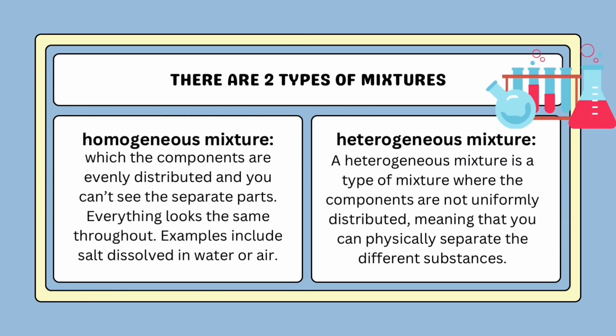There are two main types of mixtures, which are homogeneous mixture and heterogeneous mixture. Homogeneous, which you cannot distinguish its components, everything looks the same, such as salt and water. While heterogeneous mixture is a type of mixture where the components are not uniformly distributed. It means that you can separate the parts and distinguish them.